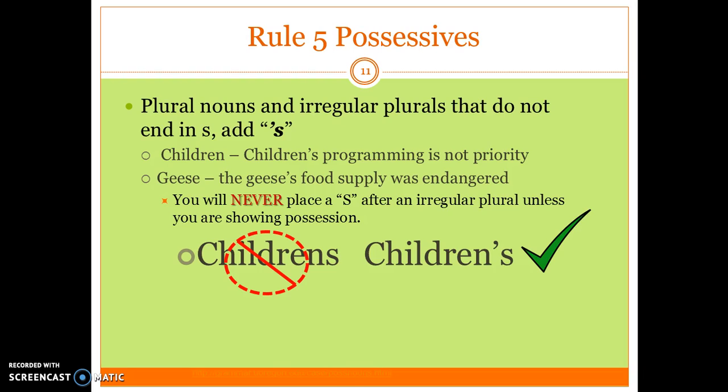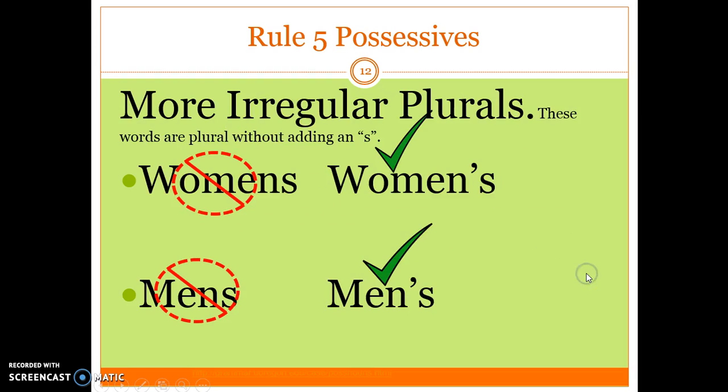You will never place an S after an irregular plural unless you are showing possession. So here you'll never see this, but you will always see this. This is incorrect. This is correct. Same thing with these words. These are irregular plural words.